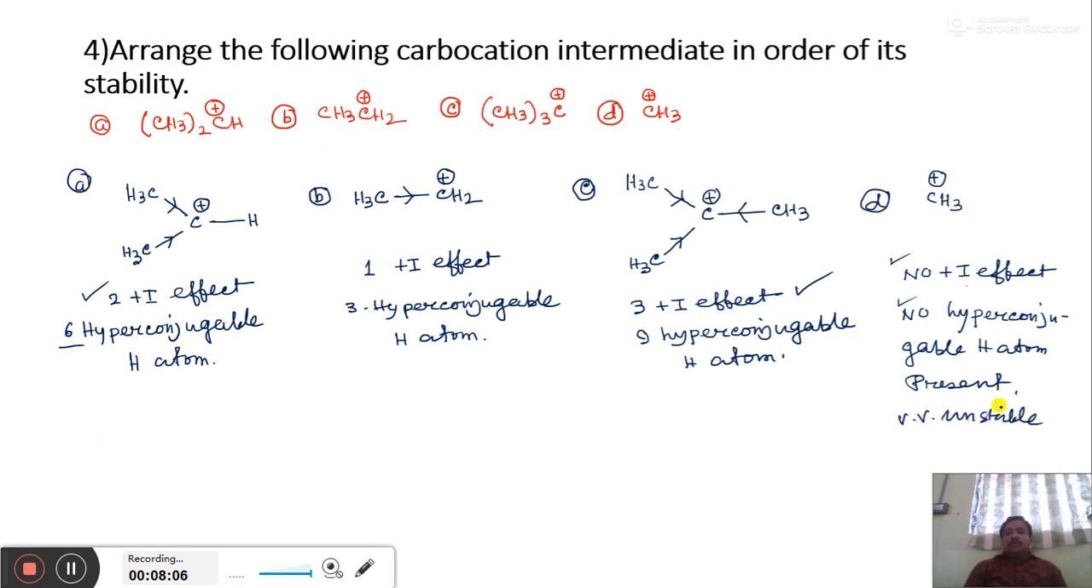So between these 4 carbocations, carbocation C is much more stable than carbocation A, then carbocation B, and the least stable and most unstable carbocation is D. So this is the correct arrangement of the order of stability of the carbocations.